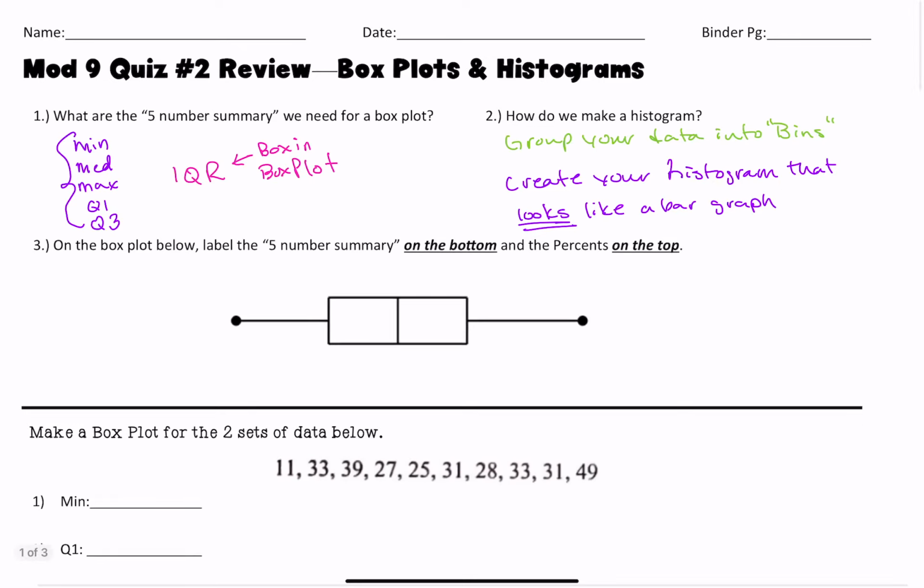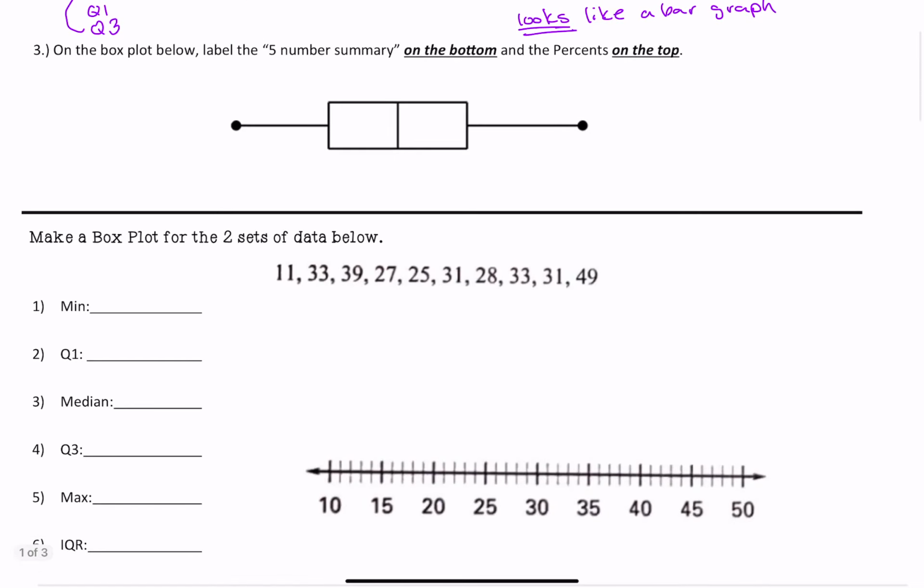Okay? All right, so on the box plot below, we are going to label the 5-number summary on the bottom. And then we're going to put the percents on top. Then the percents that each part represents: minimum represents 0%, Q1 represents 25%, the median represents 50%, Q3 represents 75%, and the maximum is 100%.